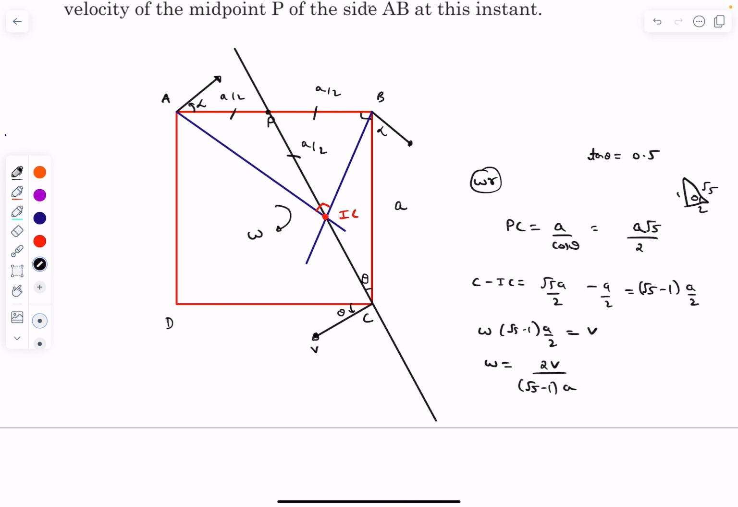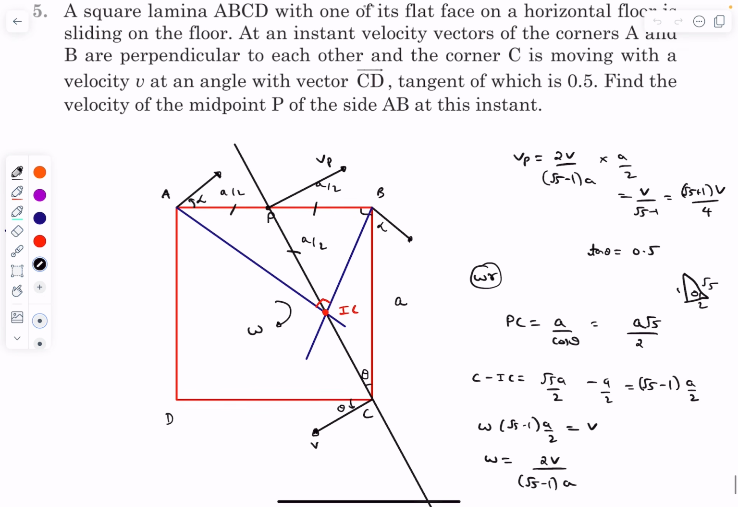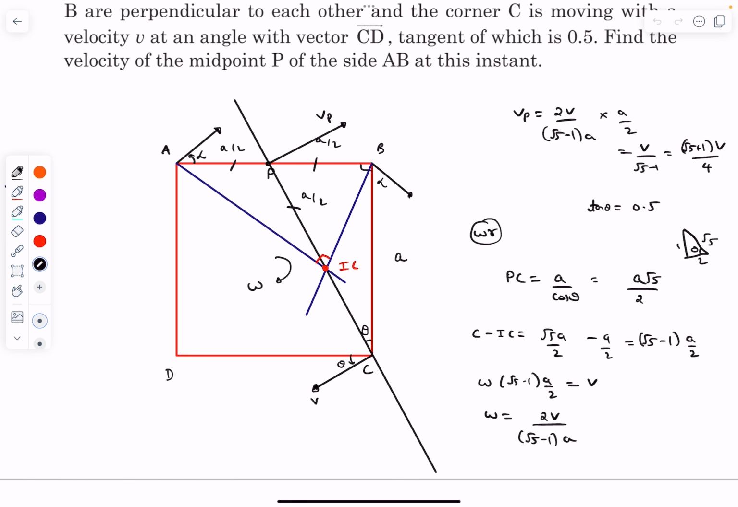So you can also represent its direction. It will be perpendicular to the line PIC. So the velocity of point P is going to be 2v by root 5 minus 1 into A times the distance, which is A by 2. So this gives the answer as v divided by root 5 minus 1. If you rationalize this, it will be root 5 plus 1 v divided by 4. Okay, so this is one of the answers.